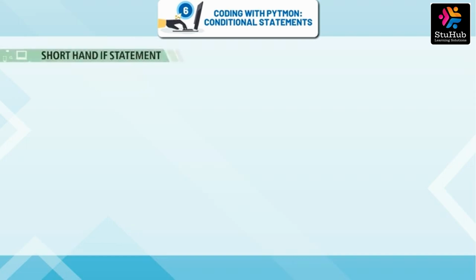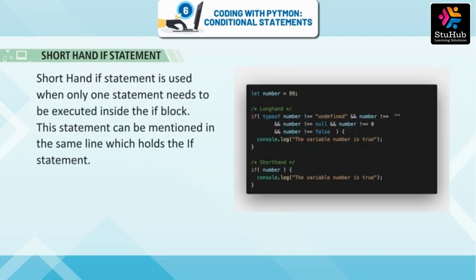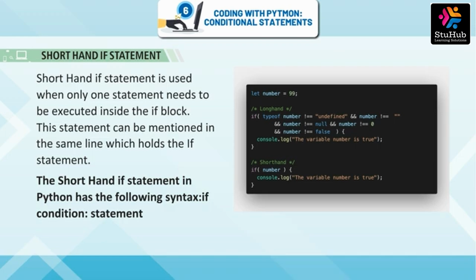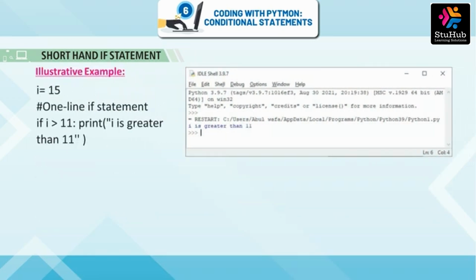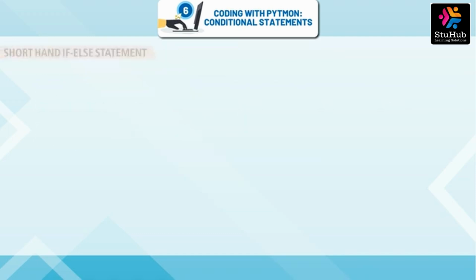Shorthand if statement. The shorthand if statement is used when only one statement needs to be executed inside the if block. This statement can be written in the same line as the if statement. The shorthand if statement in Python has the following syntax: if condition statement. Illustrative example: i = 15, # one-line if statement. If i > 11: print "i is greater than 11".